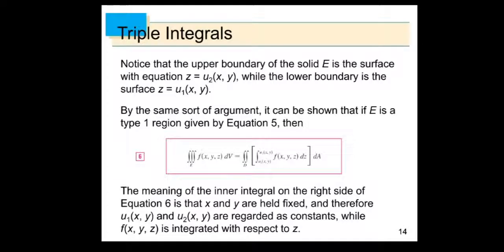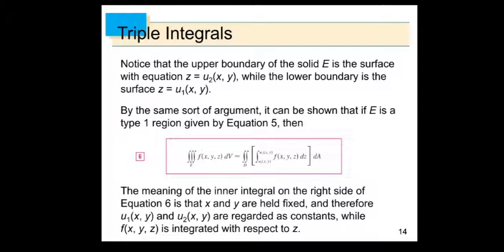We will have our triple integration over E of f(x, y, z) dV, and it would be equal to the double integration over D, and then we will have this integration inside where we have two functions. Our lower boundary would be u1, that is a function, and u2 would be our upper boundary, the other function of x and y, and we will have our dA, which is the area outside.